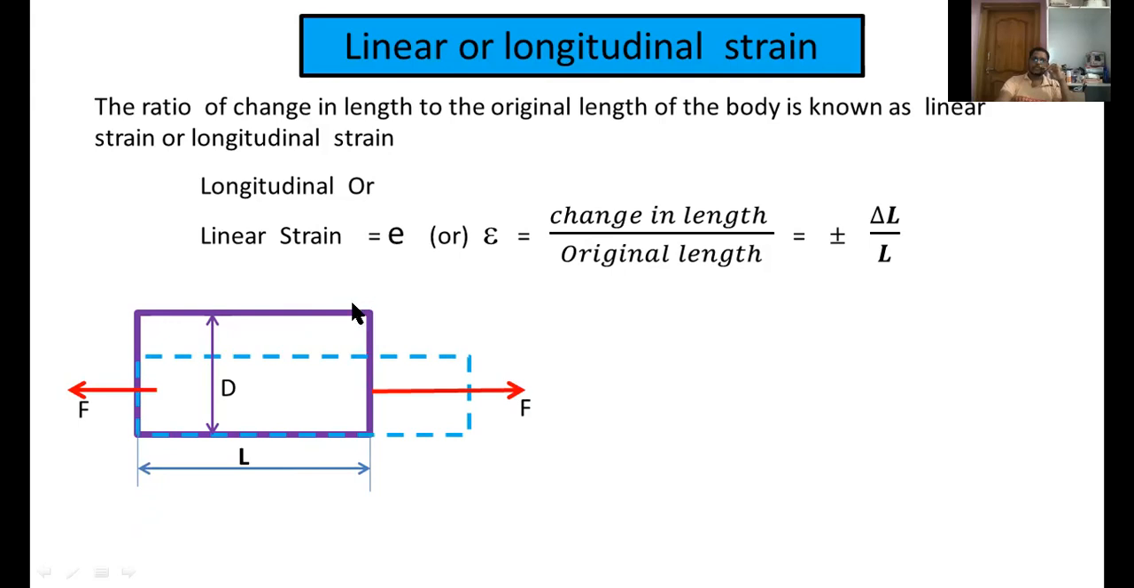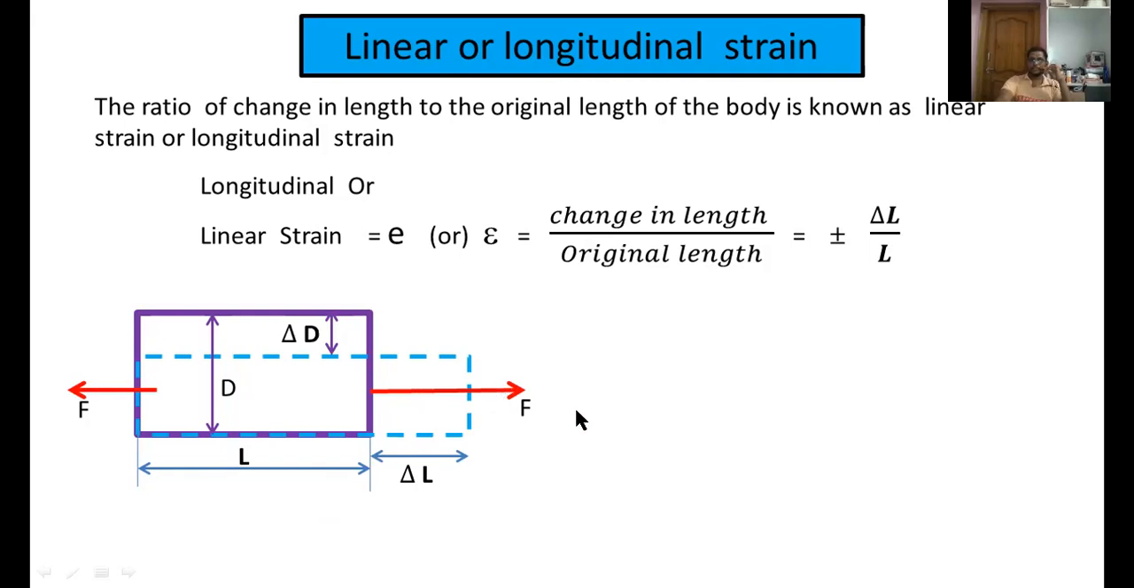So for linear or longitudinal strain, the formula is change in length by original length. Here this is the original length and this one is change in length. So the formula for linear strain equals change in length, that is delta L by capital L, where original length is L. The positive sign is for tensile loads, because when you are applying tensile loads, the length of the bar increases. That's why you have to consider positive sign for tensile loads.